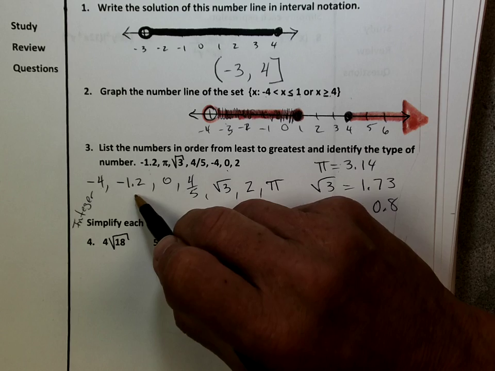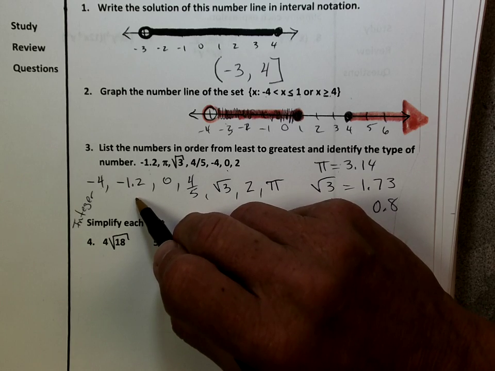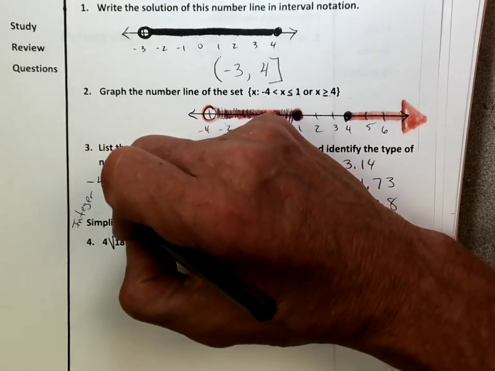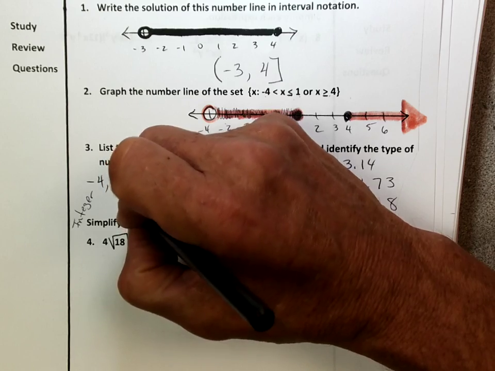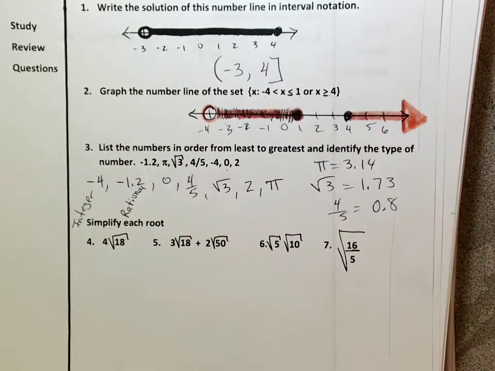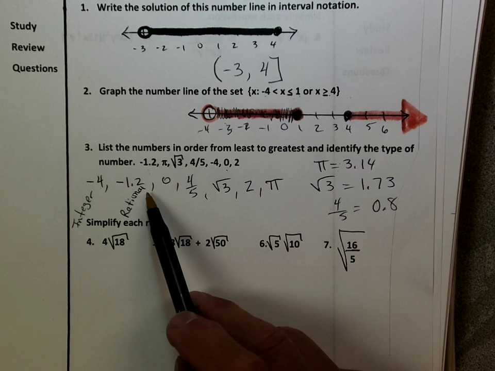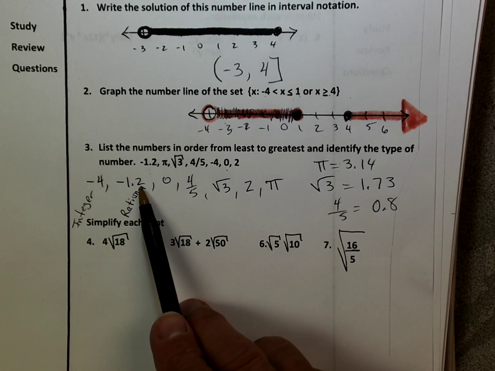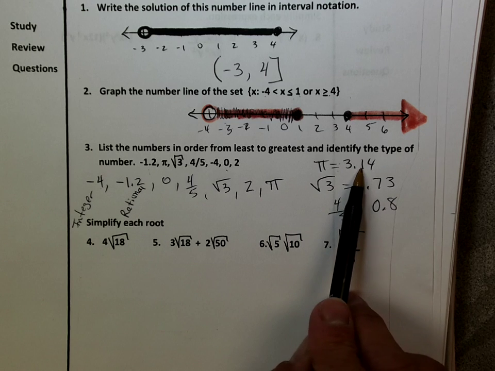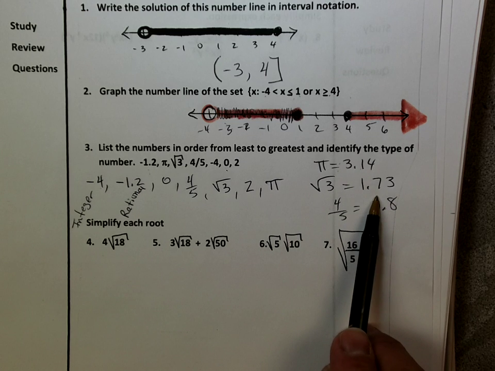-1.2 is a decimal, but it can be changed to a fraction, so it's rational. Any number that we changed into a fraction is a rational number. How do you know if it can be turned into a fraction? Great question. Any decimal that isn't ugly like pi or like a square root number can.